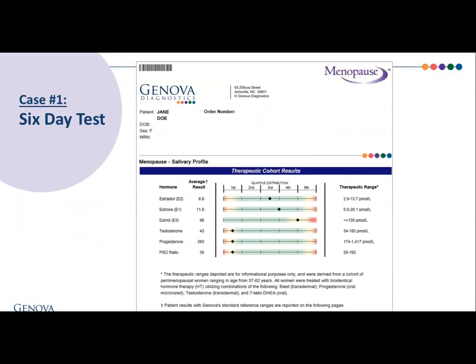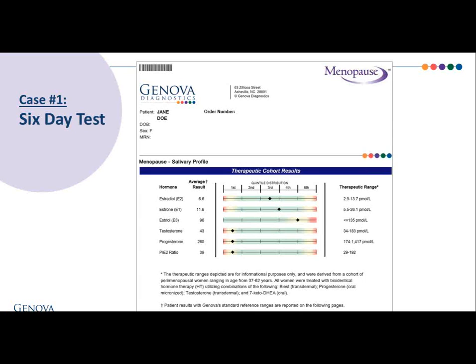So this person is perimenopausal. Estradiol is there, and that's right at the 50th percentile, right where it belongs, so she would not need estrogen. The E1 is close to the 50th percentile, and then she does have more E3. This is not a problem for the cycling woman. She does have, though, low testosterone and low progesterone. She's down there in the 10th percentile. So she would benefit from testosterone, which we would give transdermally, and we would give it every day.